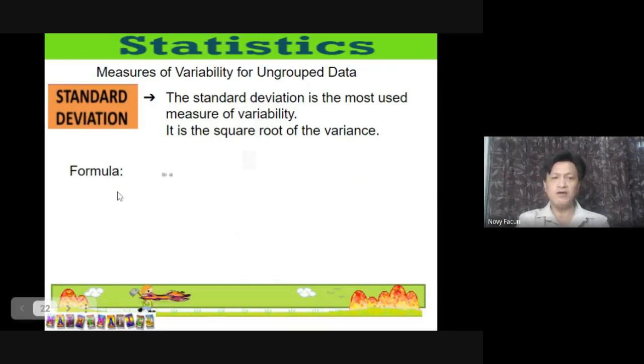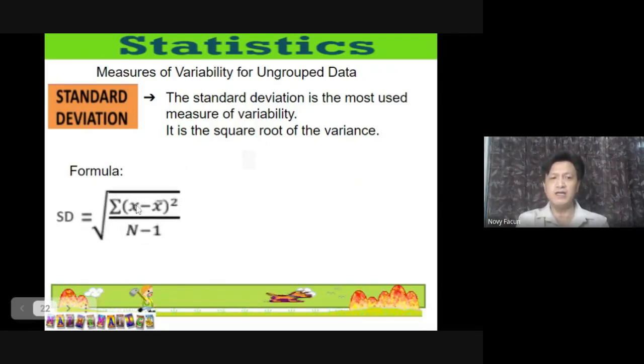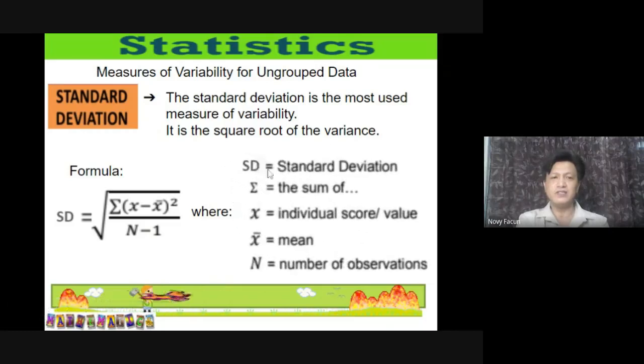Okay, so the formula of this is SD stands for the standard deviation. The formula would be square root of the summation of the square deviation divided by n minus 1, where n... Okay, so SD stands for standard deviation. Yung Sigma notation, that is the sum of or the total. X is the individual score, the value. X bar is the mean. Yung N natin is the number of observation or yung number ng data mo na ina-add mo.